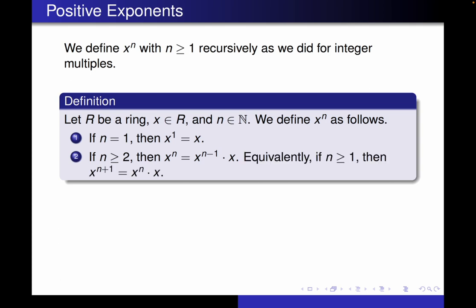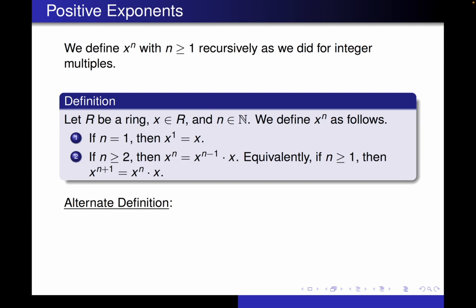And equivalently, if we want to look at it from a slightly different perspective, if n is greater than or equal to 1, then we can define x to the n plus 1 equals x to the n times x. These are identical ways of thinking about exponents. It's just a matter of, do you want to focus on your variable n being on the left side of the equation or on the right side of the equation?